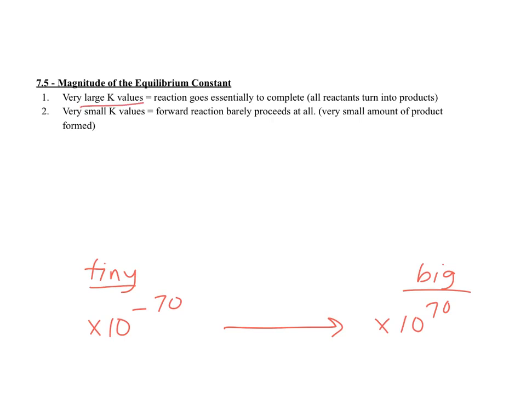Large K values, like these ones over here, represent reactions that basically go to completion. All the reactants turn into products. And if you have very small K values, that forward reaction barely happens at all. You have a very small amount of product formed.